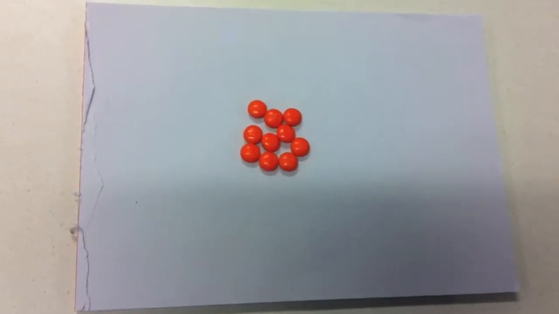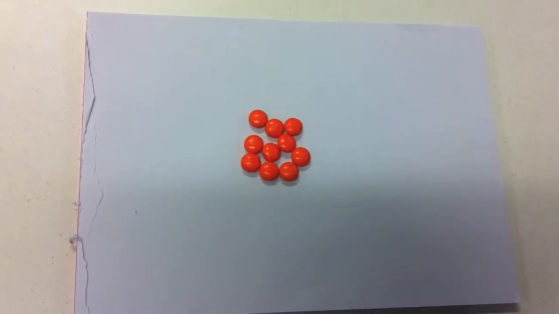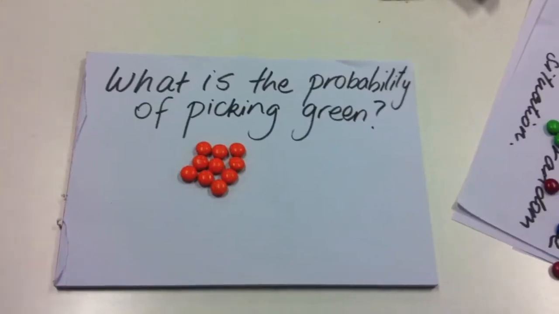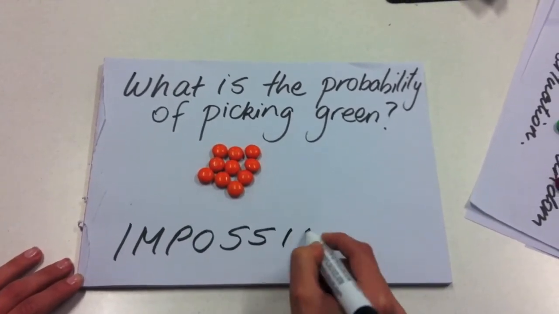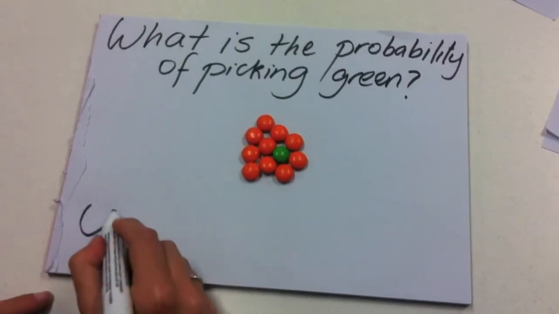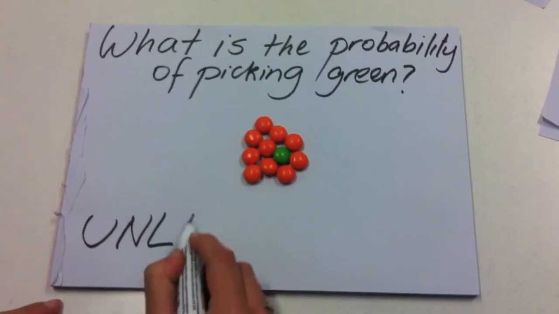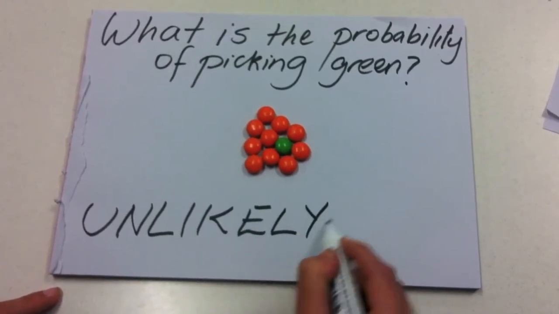A solution to this misconception is using one colour, in this case orange, and then asking a question like, what is the probability of picking a green M&M? So it would be impossible, or 0 chance. Whereas if we put one green M&M in the large amount of orange M&Ms, there is still a small chance of picking green. Therefore, the probability is unlikely.